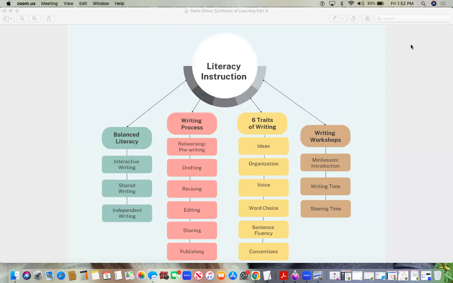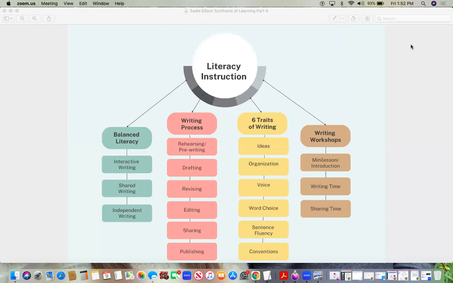The 6 traits of writing connect to everything else in this organizer, just like the writing process does. It is involved in every writing piece someone writes, and students must understand these concepts to be successful writers. Lastly, we have the writing workshop components.